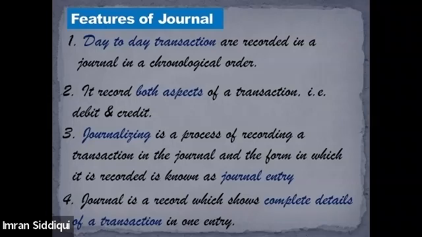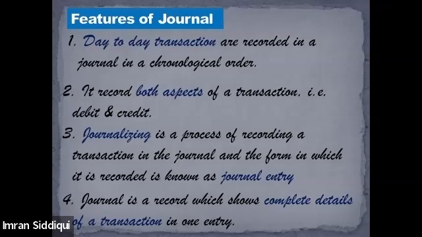Then the process of recording a transaction in the journal is called journalizing, and the way it is recorded in the journal is called a journal entry. Any transaction being recorded in the book of journal is considered journalizing, and the way we record the transaction in the journal is called a journal entry.